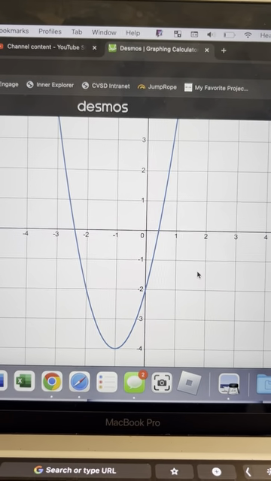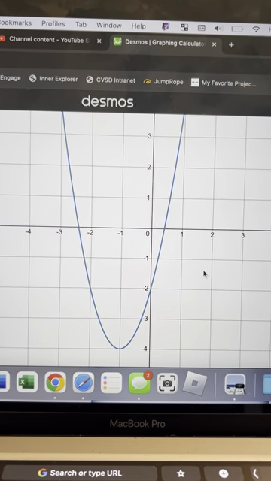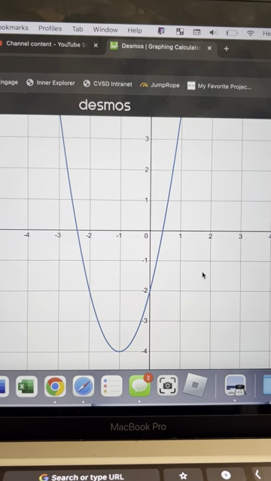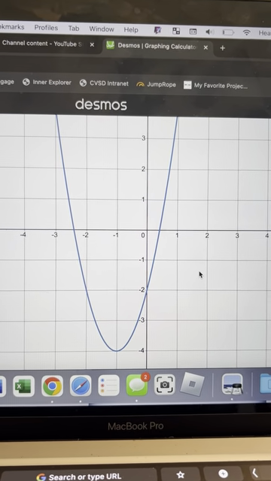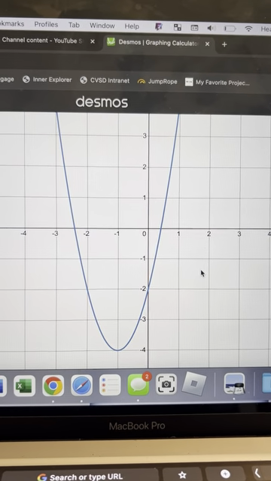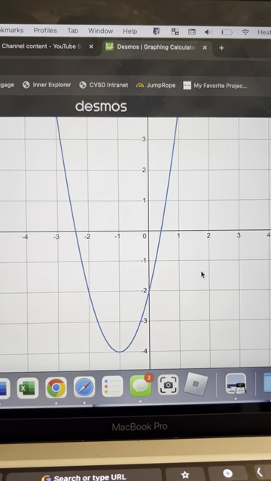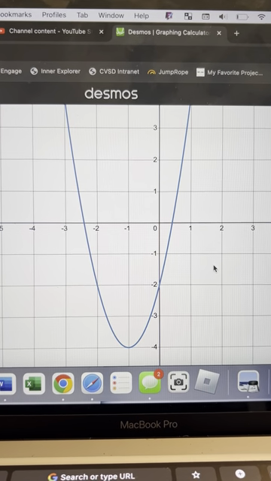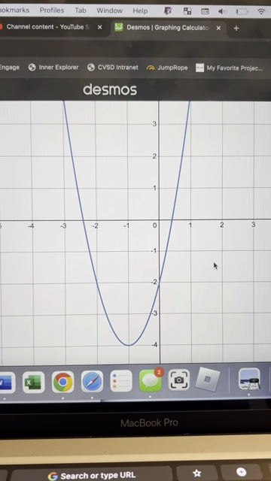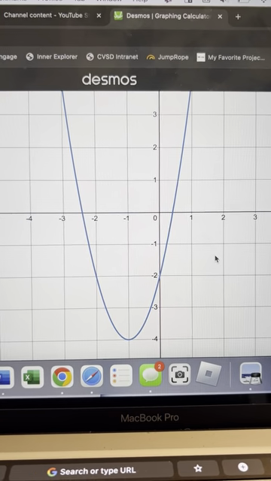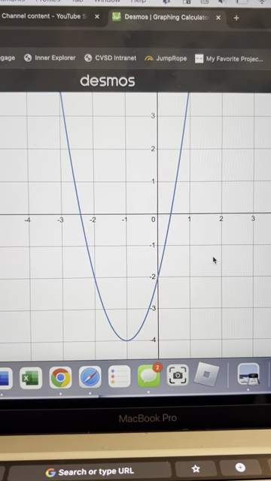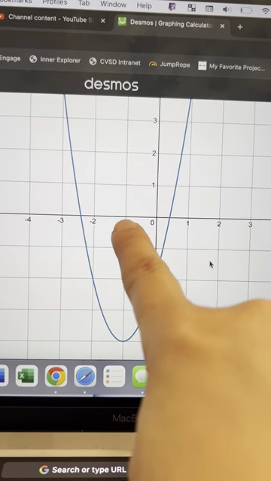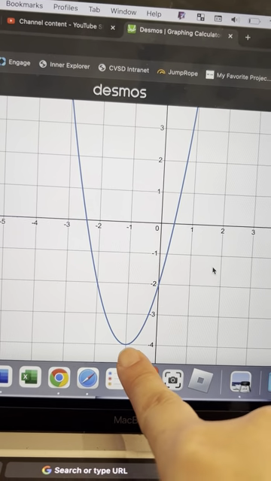Okay, we have a quadratic, and the problem for this quadratic graph is that we want to write this in vertex form. Just as the term says, vertex form, I need my vertex, right? So when I look at this, I see my vertex is right there. I go over negative one and down four.